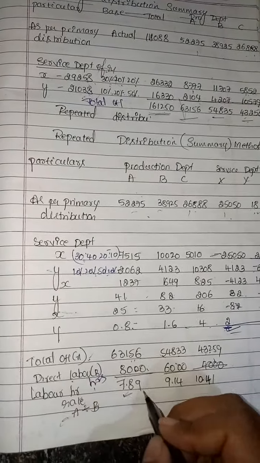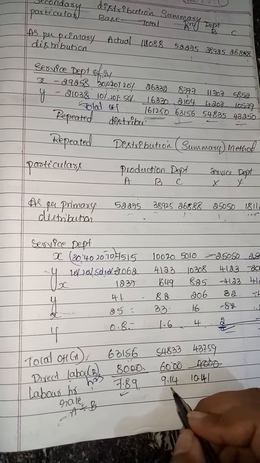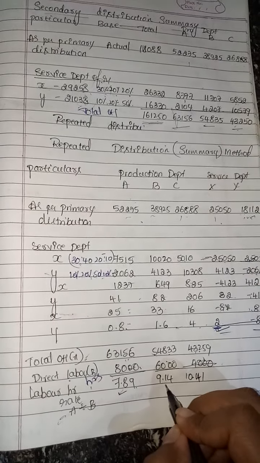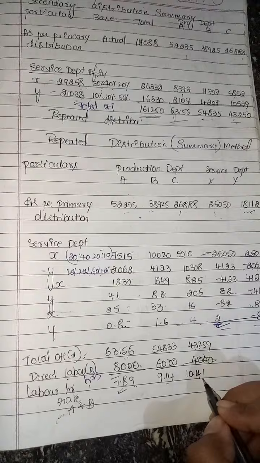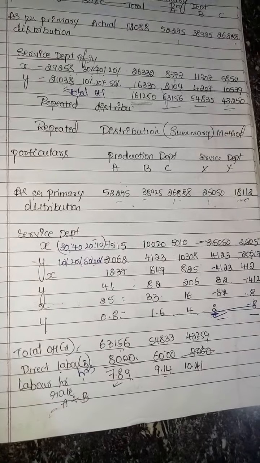So labor hour rate is 7.89 for department A, 9.14 for department B, 10.41 for department C.